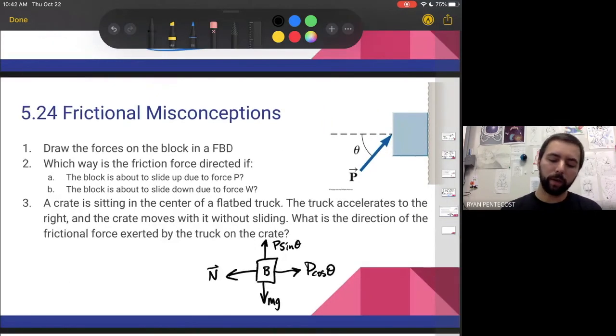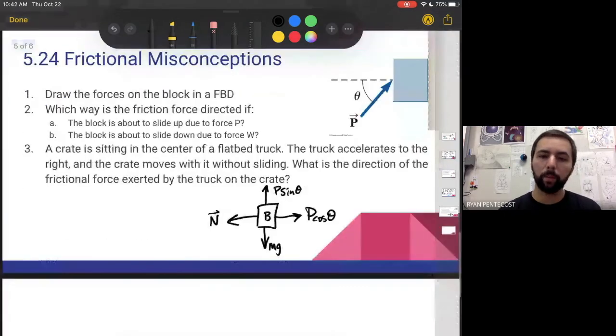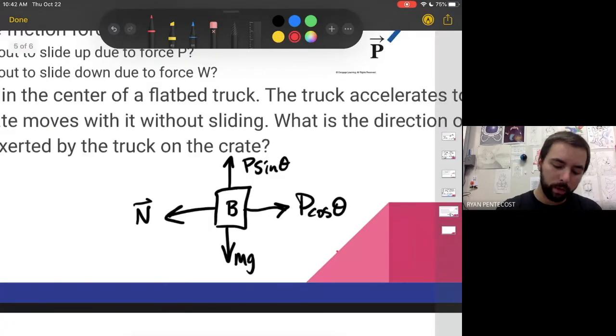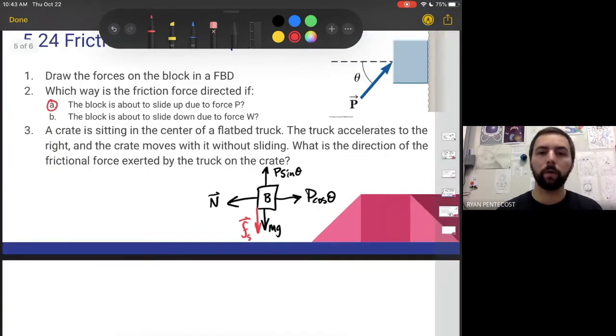So, which way is the friction directed if the block is about to slide up due to force P? Okay, let's say that push force is about to push it upward, right? That means that for block A, the friction would oppose motion, giving us a downward static friction if it is about to go up. And it's all about where the motion is going for kinetic, or where the object is about to go or has the potential to go for static.